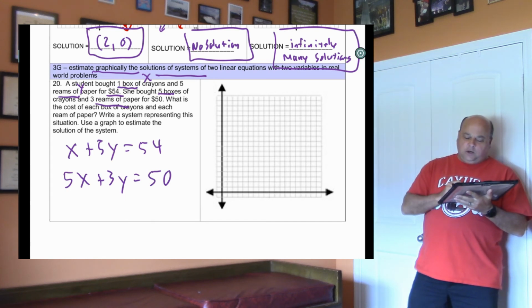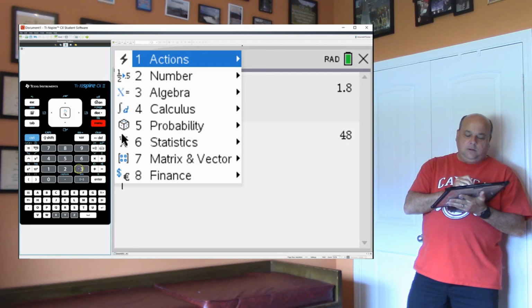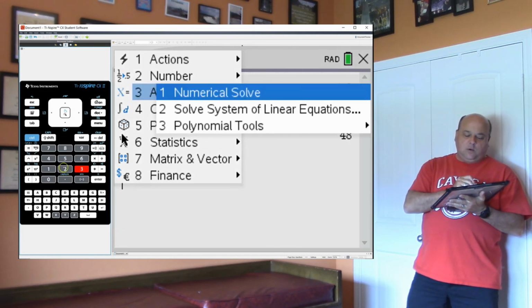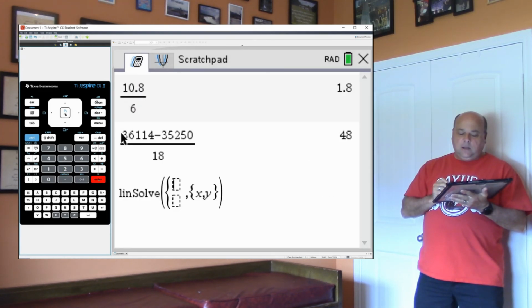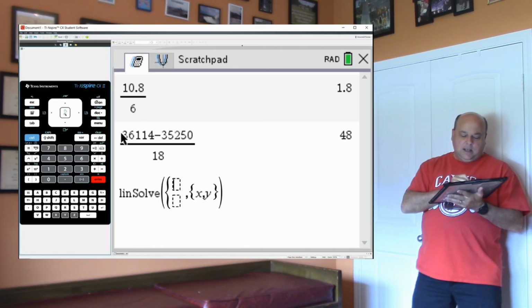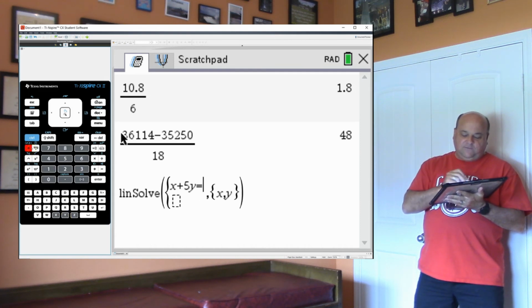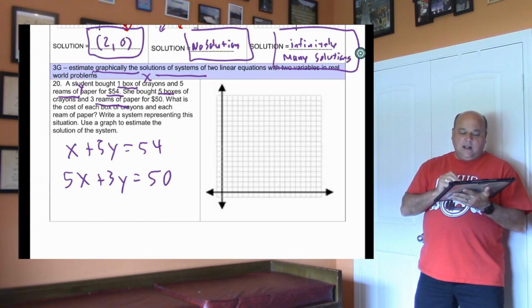Now then, this is where you use the calculator: menu, algebra, solve systems of equations 2, and then you hit enter. Never ever change this up. And then you're going to type in the equations. So x, and just start typing. Notice it appears, plus 5y equals 54. Let me make sure I type that in right. Correct.